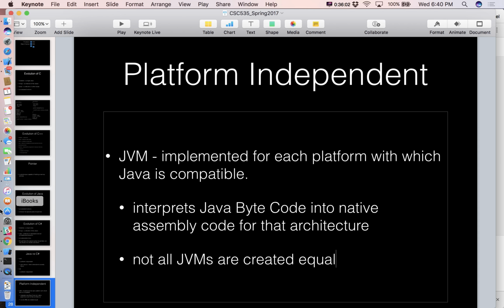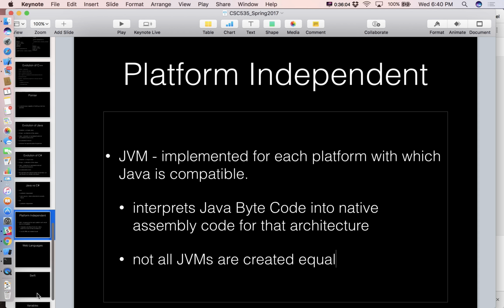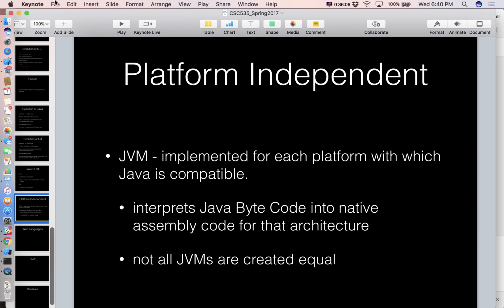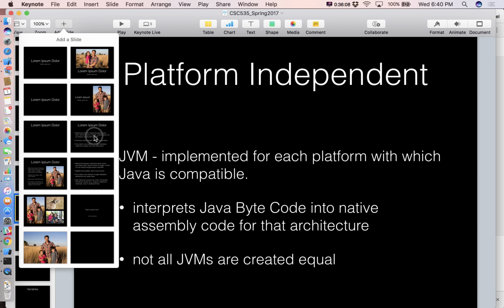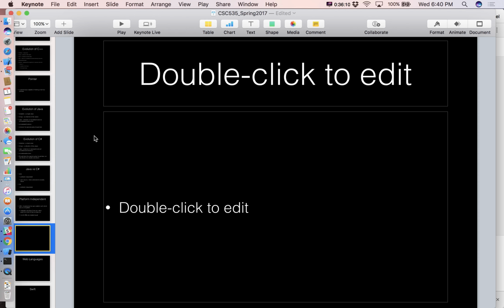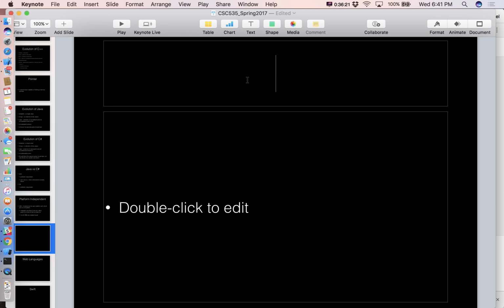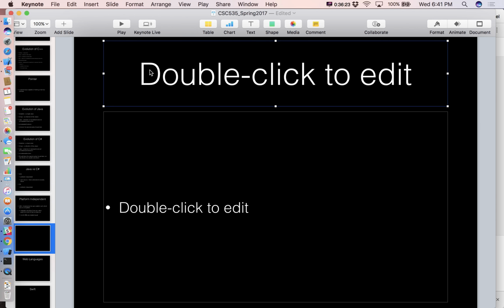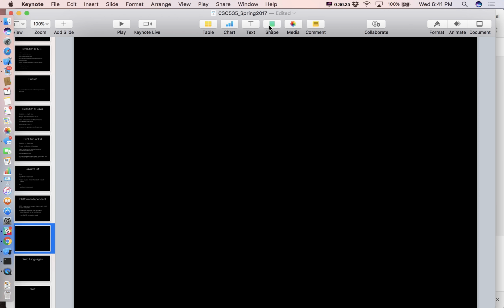All right, so it's platform independent. Then let's go this route. I'm actually going to draw a couple of pictures here. I think this will be helpful for us.